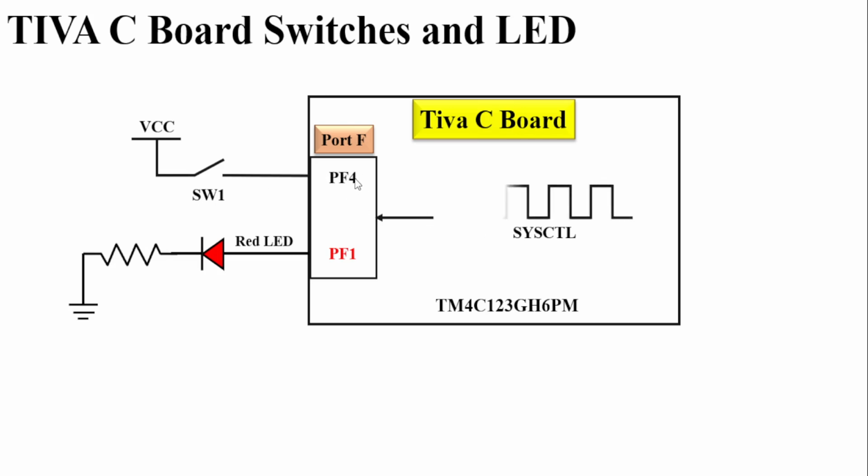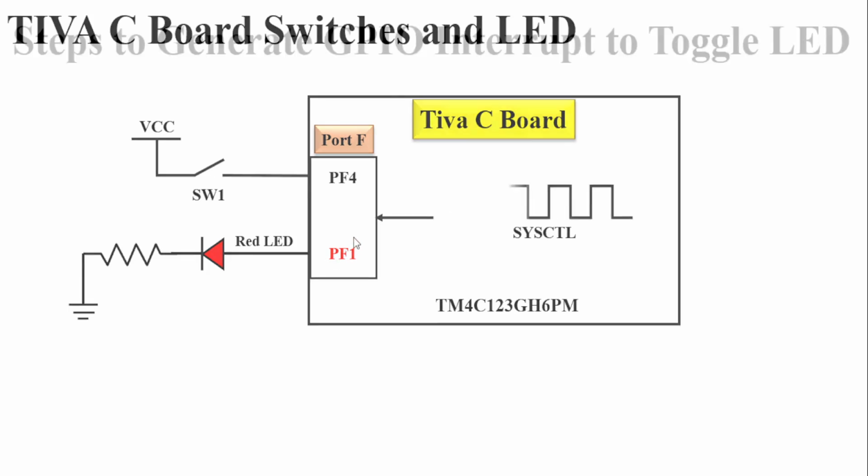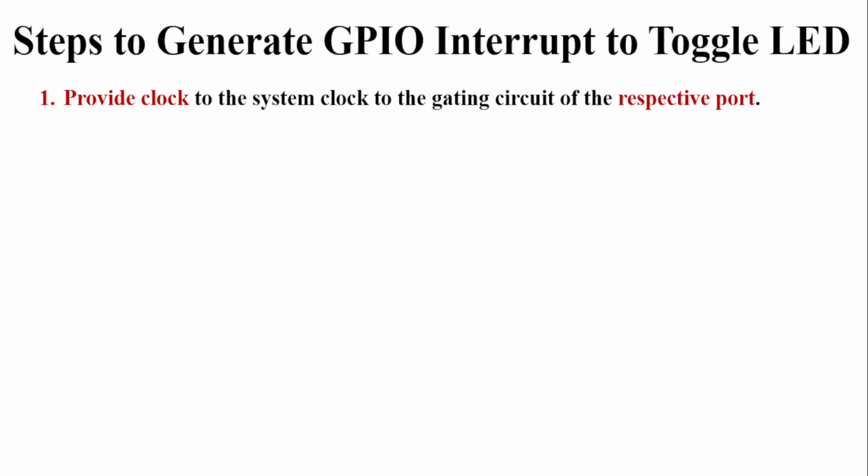Then we will write the code to read the status of PF4, which is connected to switch number 1, and based on the status of PF4, we will toggle the red LED connected at PF1. Here we are not toggling the LED just by reading the status, rather we are using the GPIO interrupt to toggle the LED. So we will be toggling the LED based on the interrupts occurring at GPIO pin PF4. So these are the steps to be followed.